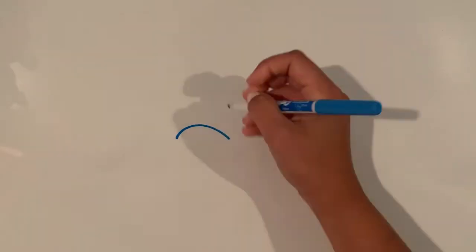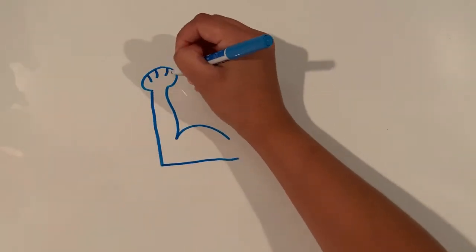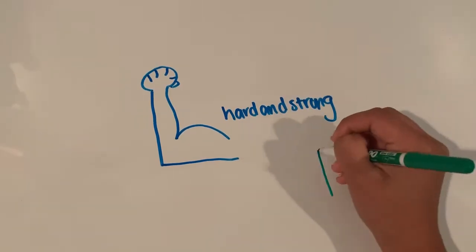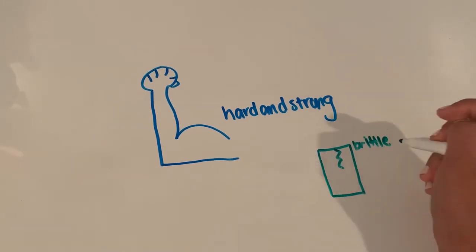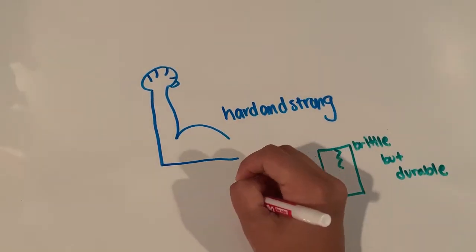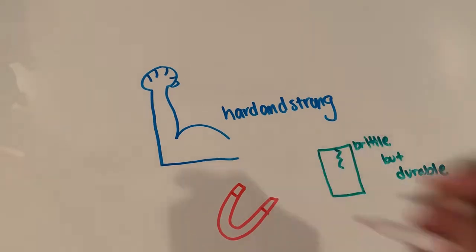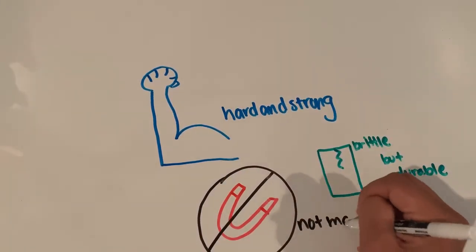The properties of ceramics include that they are hard and strong, brittle yet durable, thermal insulators, non-magnetic, and chemically inert, meaning that they do not react with other chemicals or materials.